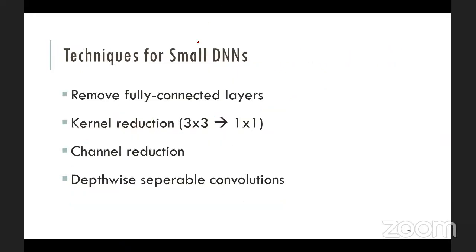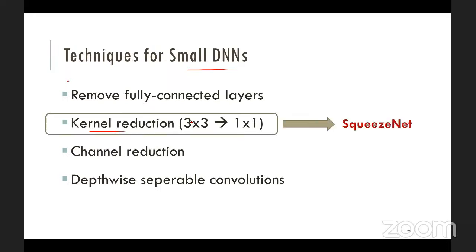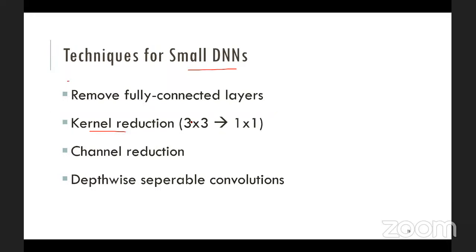So when we go for small deep neural networks, there are several things we can do so that we can make our model light. First of all, we need to remove the fully connected layers. We can't have so many of these fully connected layers. Another is that we should go for filter reduction. Filter reduction means that from, let us say, 3 cross 3, right, why not we go to 1 cross 1, a small size filter. Then channel reduction, and at the same time, depth-wise separable convolution.